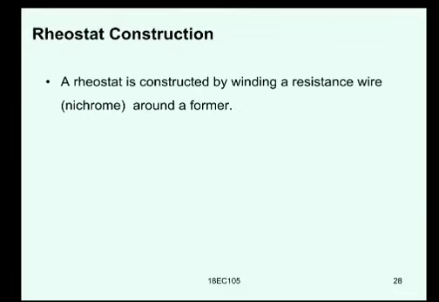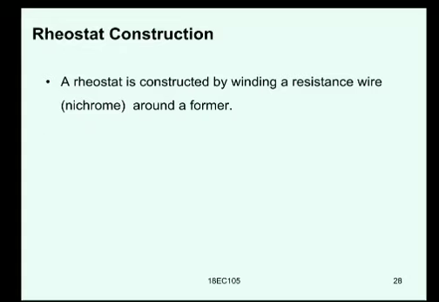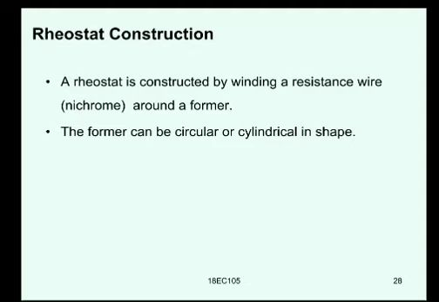The rheostat is constructed by winding a wire, especially nichrome, around a former. And normally this former can be circular or cylindrical in shape. So in the previous figures we have seen that the former can be circular or cylindrical in shape. The former is made of ceramic or cement.